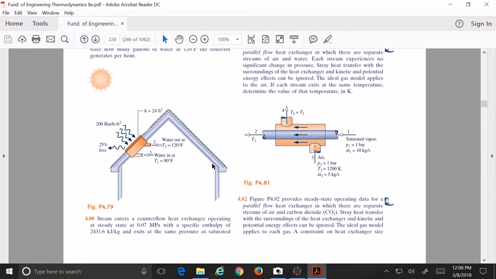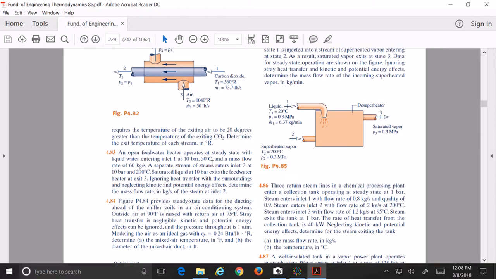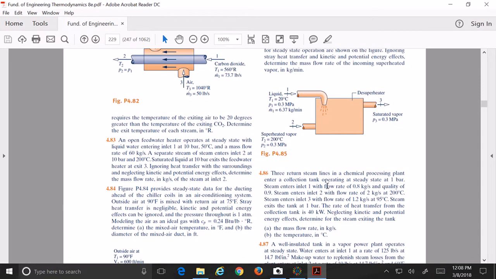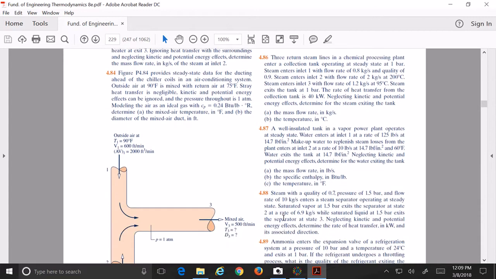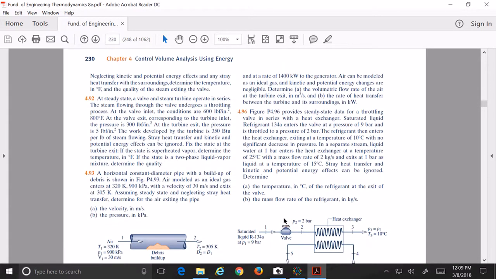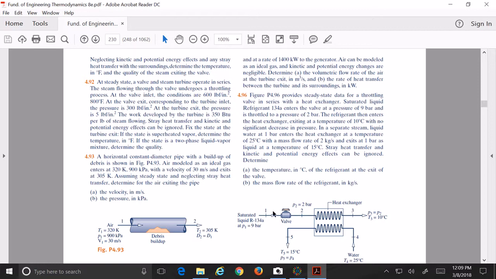86. Okay, let me look at 86. Three Rotan steam lines in a chemical processing plant enter the collection tank, operating at steady state at 1 bar. Steam enters, and the water flow rate and quality 2.9. Now this one is basically the same as what we did now.